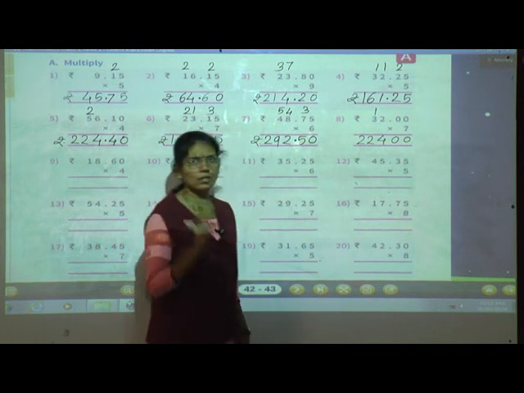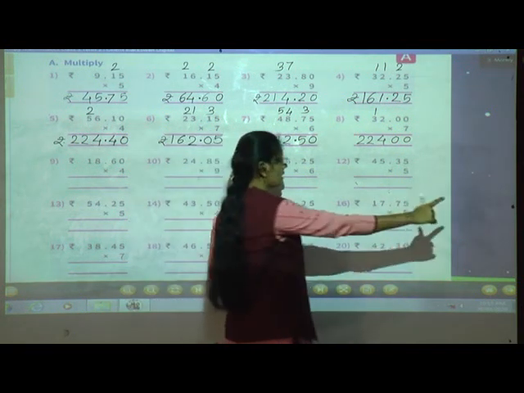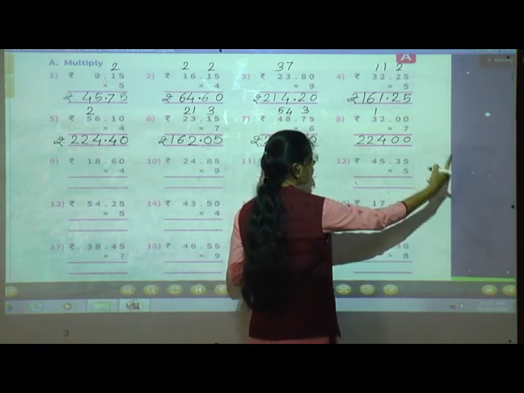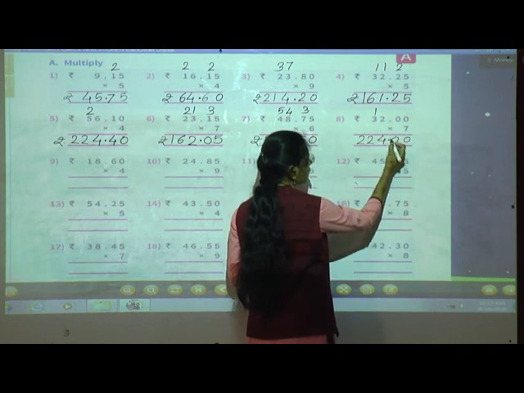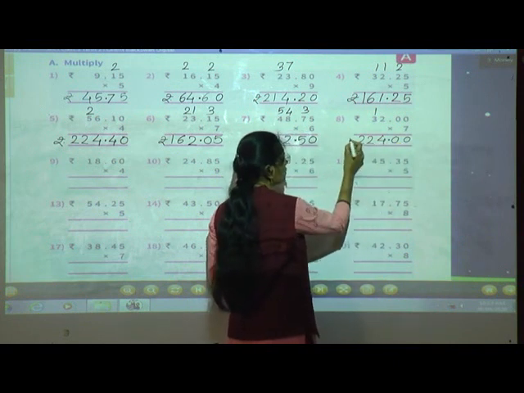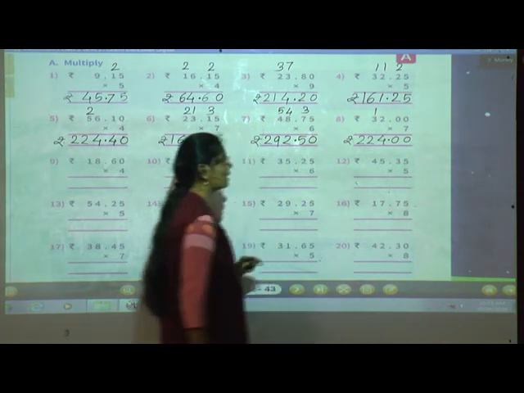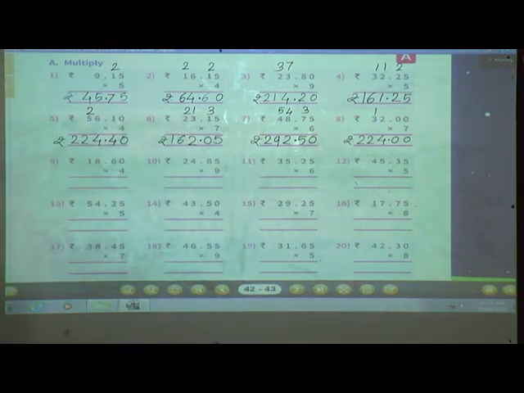Now we have to give a dot from the right side. See here, this is our right side. From the right side before the second digit we have to give the dot. So what is the answer? Rupees 224. This is your answer. Clear? This is the 8th example. Okay, shall we move to the next example? The 9th one.